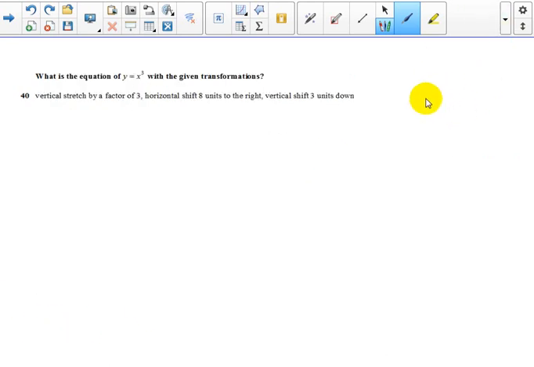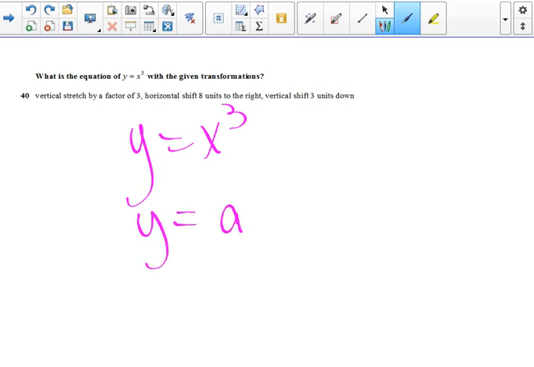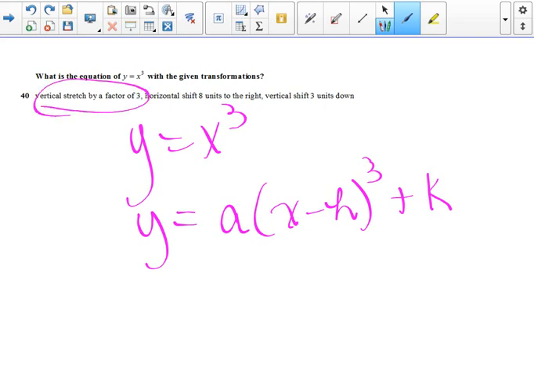Our last problem, 40, says, what's an equation of y equals x cubed with the given transformations? Well, remember, this is going to be something like y equals a times (x minus h) cubed plus k, right? So it says a vertical stretch by a factor of 3, so that's your a value. So this is going to go to 3. A horizontal shift 8 units to the right. So it's moving 8 units to the right, this way, 8. So our h is equal to 8.